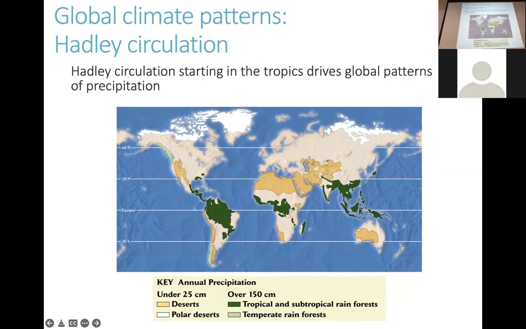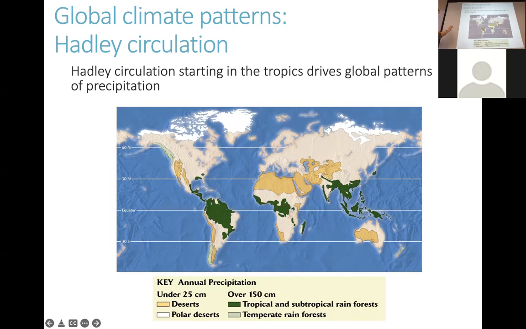This is going to deal a lot with precipitation. So Hadley circulation. Has anyone heard of the Hadley cells or Hadley circulation? Okay. So this is where we get a little bit complicated, the Hadley cells and then the Coriolis effect. So I'm going to try to slow down and explain this as best I can. And if you are confused, please stop me. How much time do we have? Okay, sweet.